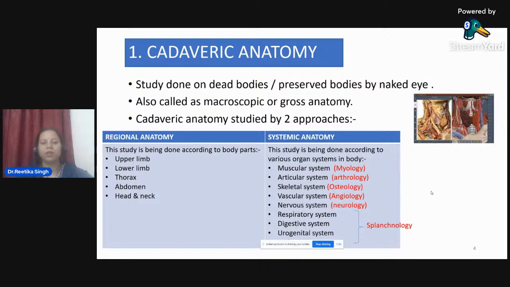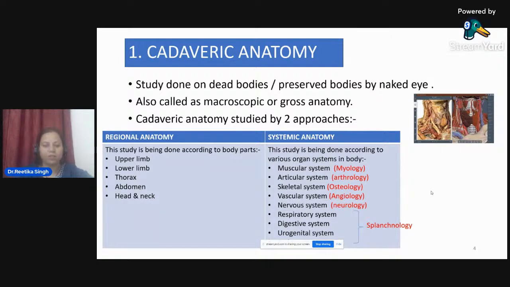The second one is the systemic anatomy, which deals with the organs or systems of the body. Muscular system, related to muscles, which is known as myology. Articular system, which is known as arthrology, in which we study about the joints, their function, and structures. Skeletal system, osteology, related to bone study. Vascular system, in which we study about the vessels. Nervous system, in which we study about the nerves.